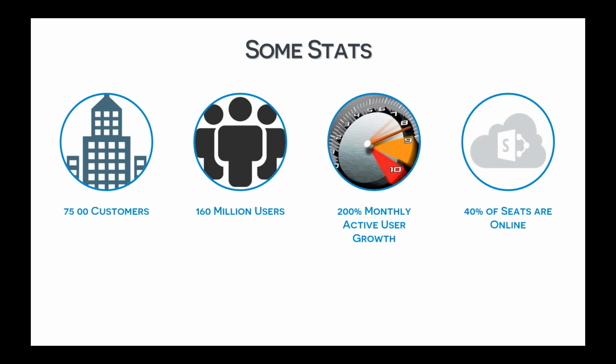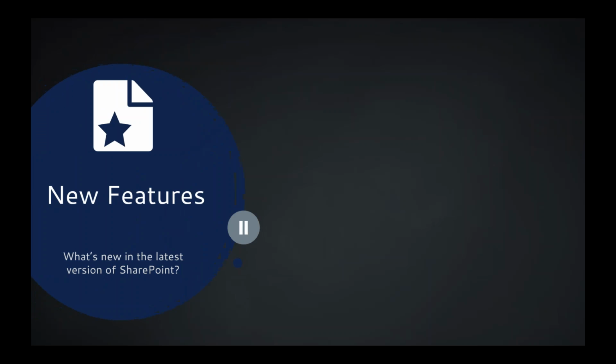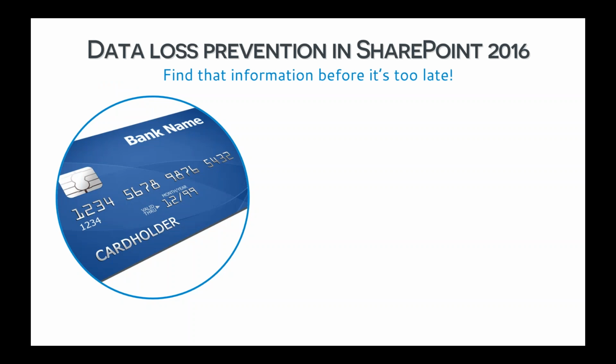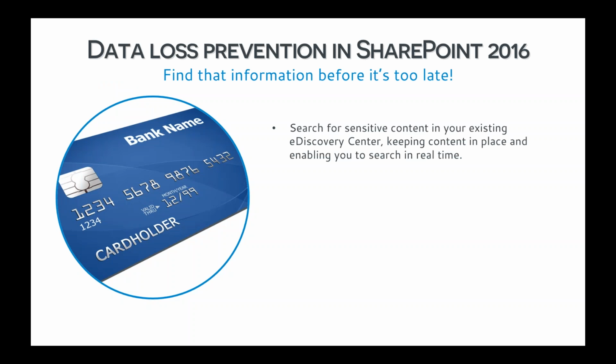So as you see, the majority of licenses are still on SharePoint on-prem, whether it's 2010, 2013, or soon to be 2016. So that's it for the marketing stuff. Now let's talk about actually what are the cool features. First cool feature that I really love is data loss prevention. What is data loss prevention? Data loss prevention is basically finding sensitive information in your SharePoint before somebody can get access to it when they shouldn't.